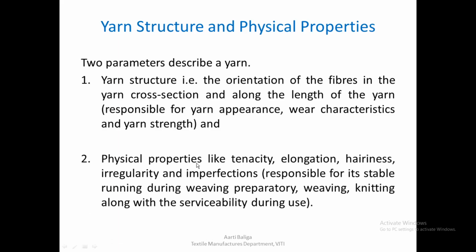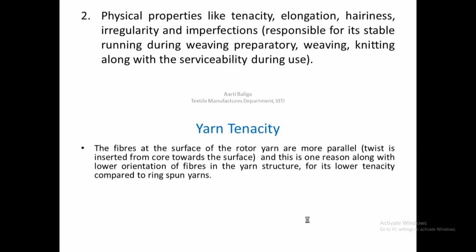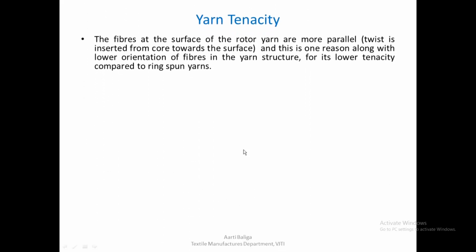There are certain physical properties like tenacity, elongation, hairiness, irregularity, and imperfections, which might be there in the yarn, and which are responsible for its stable running during weaving preparatory, weaving, knitting, etc., along with the serviceability during use. So if this tenacity, elongation, hairiness are not as per our requirements, they will create problems during the downstream processes and also during use. So let us look at the first yarn property, that is the yarn tenacity.